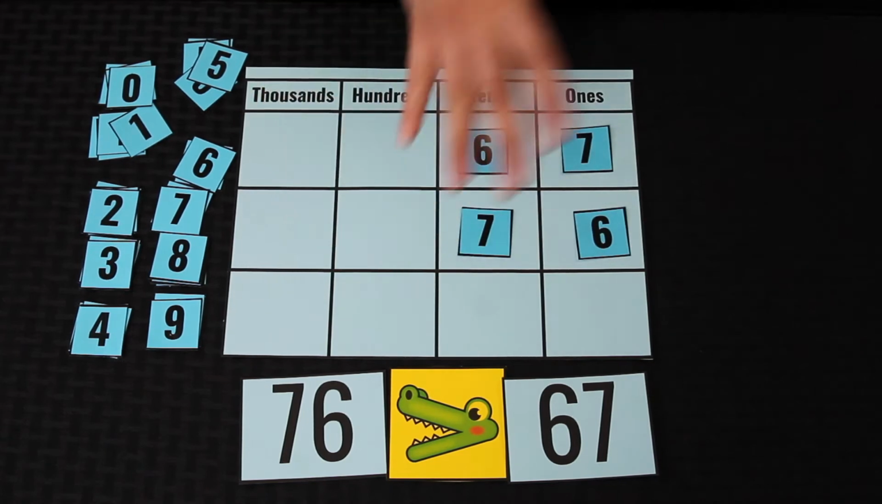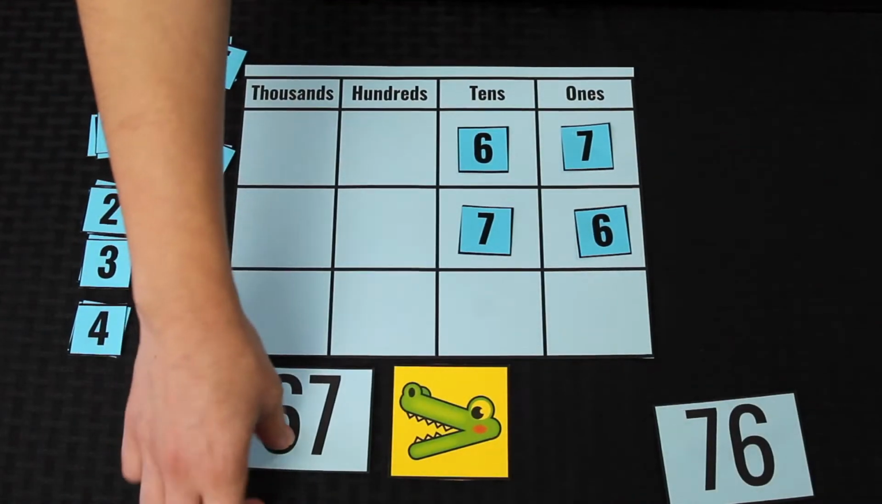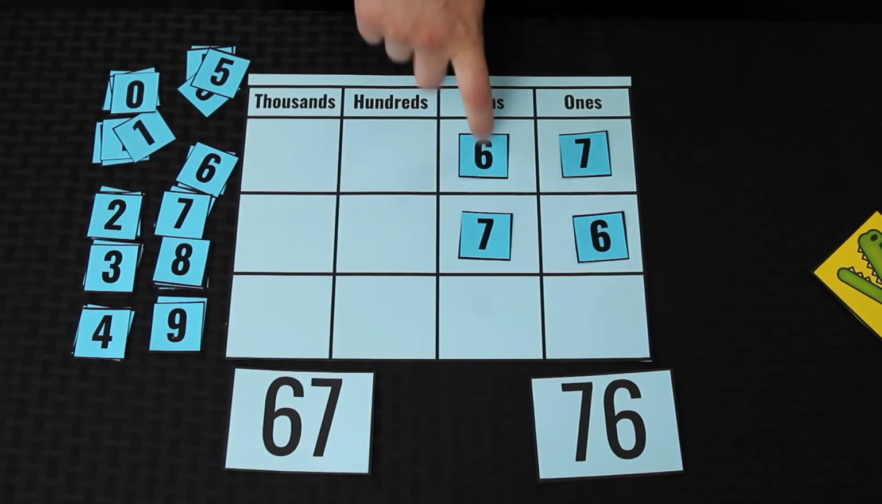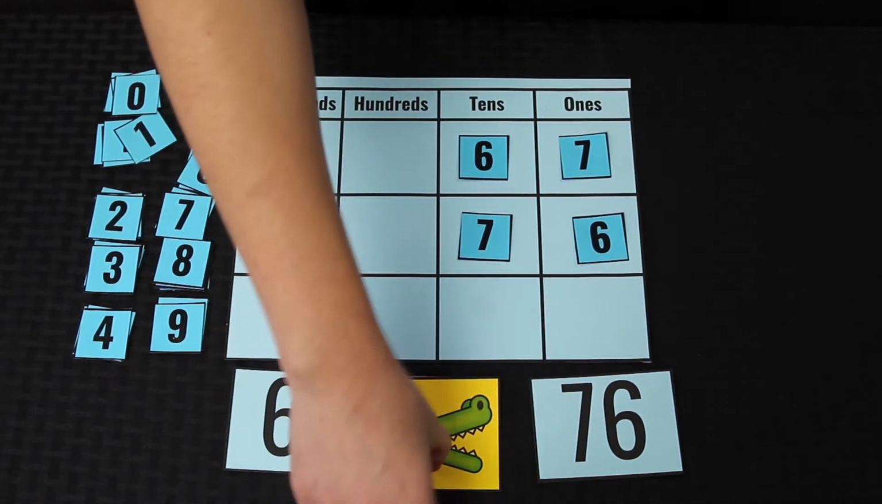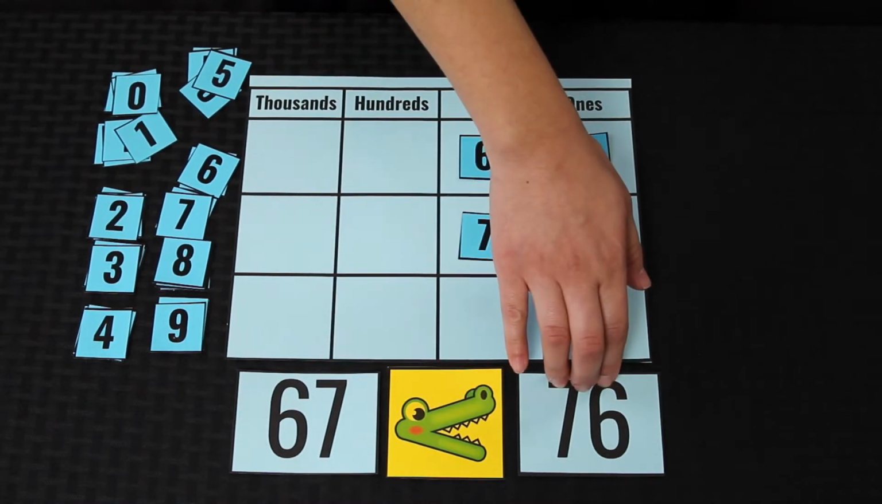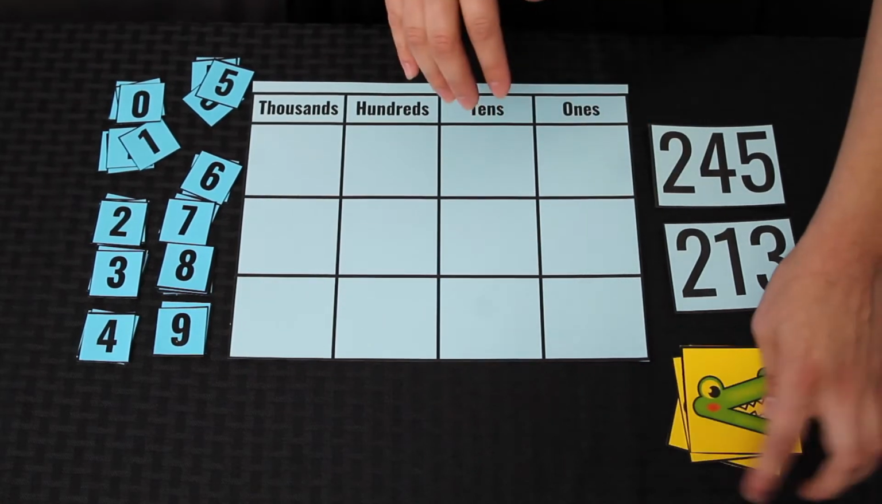Now you could switch it around too, since we have the 67 first. We could put 67 and 76 second. We know that 6 is less than 70. So instead of saying that it's greater than, we can switch our sign and say 67 is less than 76. So it's pretty simple.